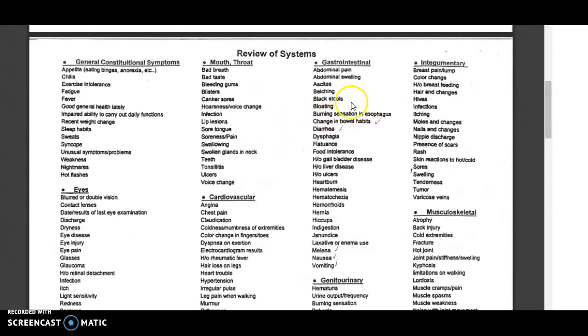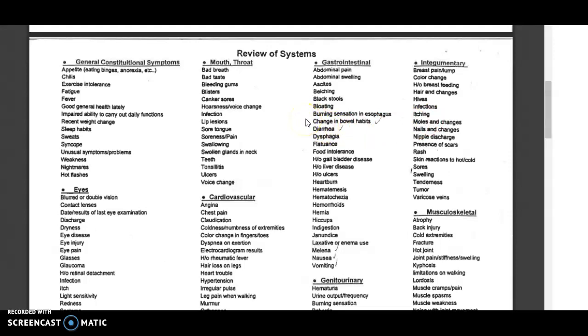So for instance, I have black stools. That hits a gastrointestinal. That's not an exam. Another thing, I have heartburn. Again, that's not a part of an exam. This is review of systems. And integumentary, I've been itching, whereas exam would be the doctor sees bumps all over the arm. So again, make sure you know the difference.